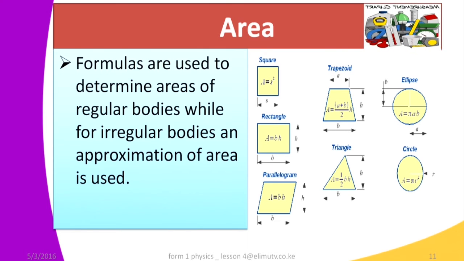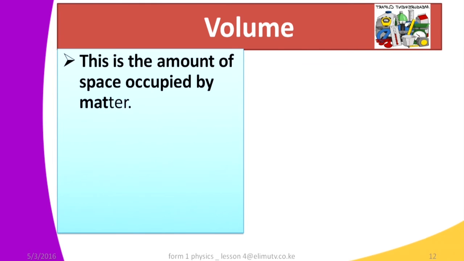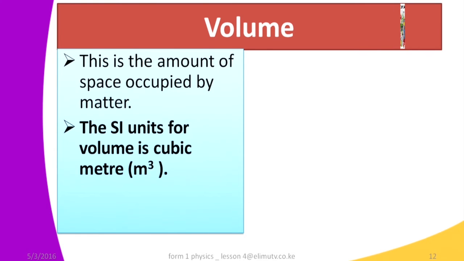Now let's move on to the next one, and the next one we are looking at is volume. What is volume? This is the amount of space occupied by matter. The amount of any given space that matter occupies is known as volume. So if you take some water and pour it into a cylindrical glass, then the space that water occupies within the glass becomes our volume. The SI unit of volume is the cubic meter.